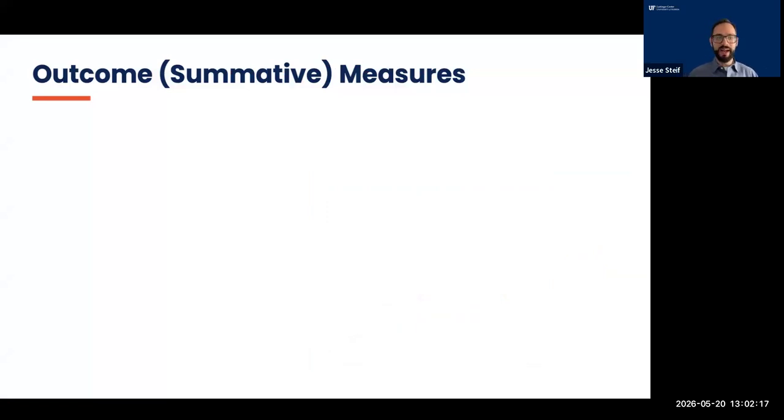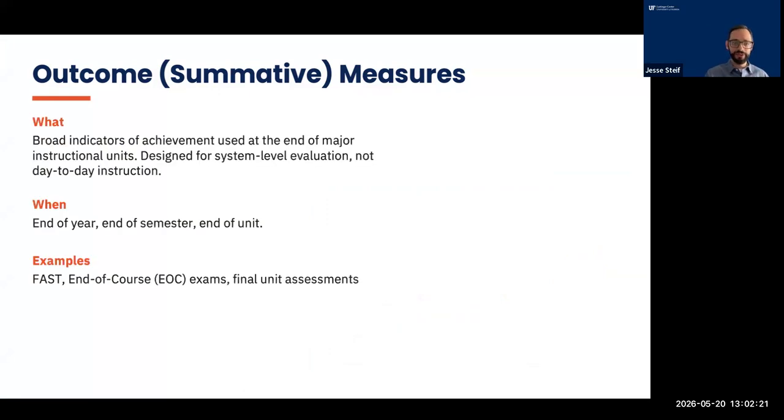We're coming to the end of our time here. We'll end with outcome measures or summative measures. These are broad indicators of achievement at the end of major instructional units. They are generally designed for system level evaluation, meaning looking at how effective our instructional systems are, not to guide specific individual instructional decisions.